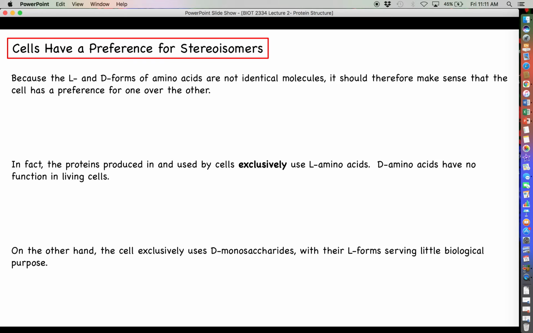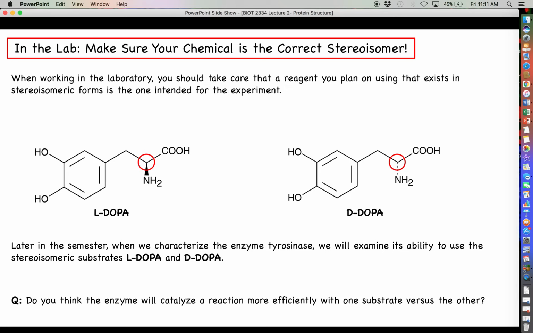And even though this is a proteomics class, something that we can throw out there as a bit of trivia is that in the same way that the cell uses only L amino acids, it turns out that the cell only uses D monosaccharides, with L sugars not really serving any biological purpose. So D-glucose, D-galactose, and other monosaccharides, D-mannose, those are the only ones that the cell uses. L-glucose, L-mannose, L-galactose, those really don't have any biological purpose.